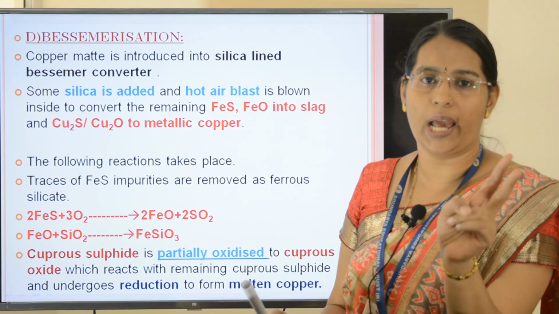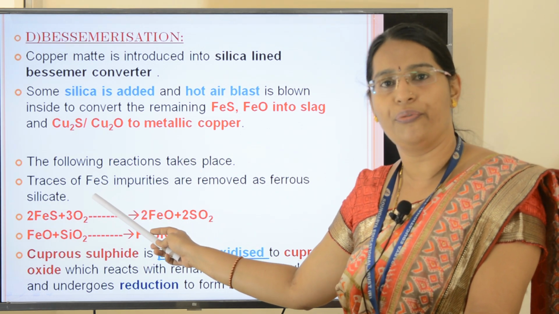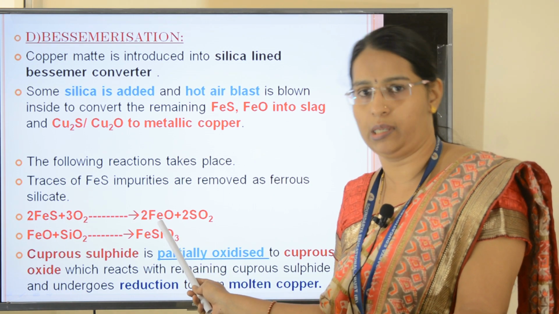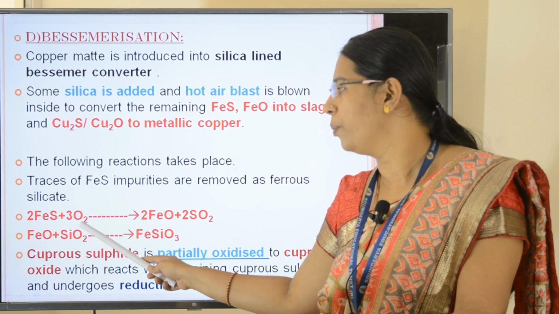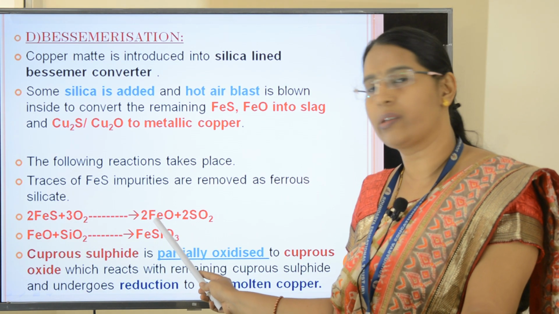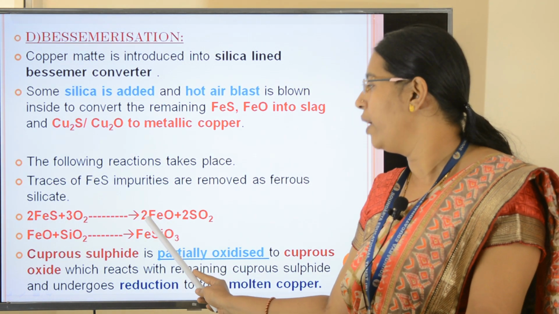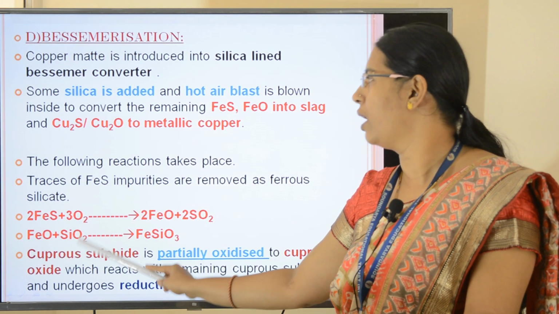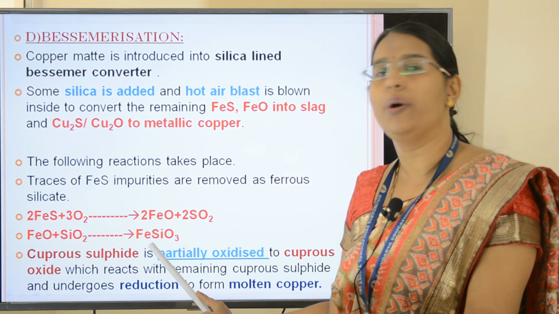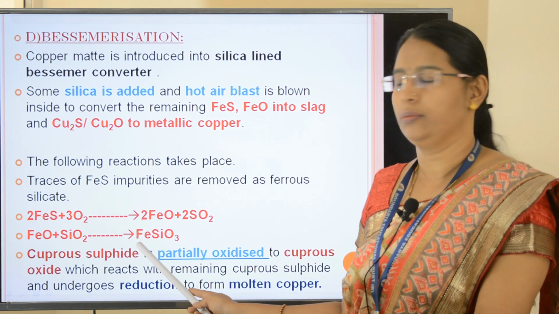So two important reactions take place here. First reaction is traces of ferrous sulfide impurities will be first oxidized into ferrous oxide. Ferrous sulfide combines with the oxygen which is passed inside the Bessemer converter, and it is oxidized into ferrous oxide and sulfur dioxide gas. This ferrous oxide combines with the silica which is added inside the converter, and it will form ferrous silicate slag, which is lighter and it can be removed.